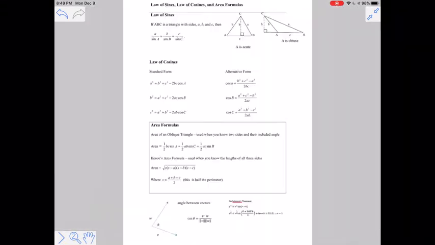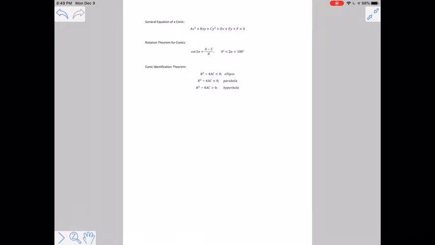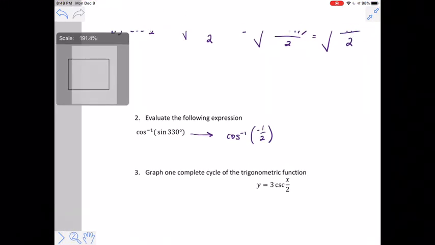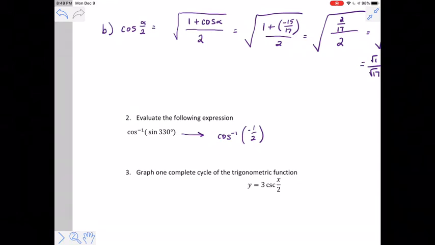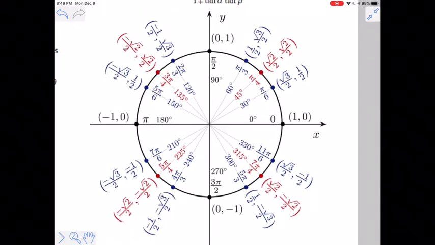So if we go to the unit circle, 330, and sine is the y value, so it's negative 1/2. And now we need to evaluate inverse cosine of negative 1/2. So back to the unit circle, and recall where cosine is defined.